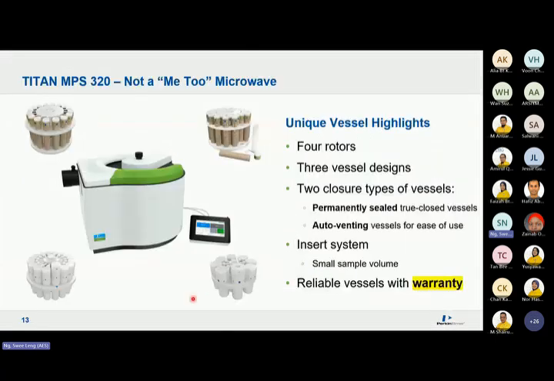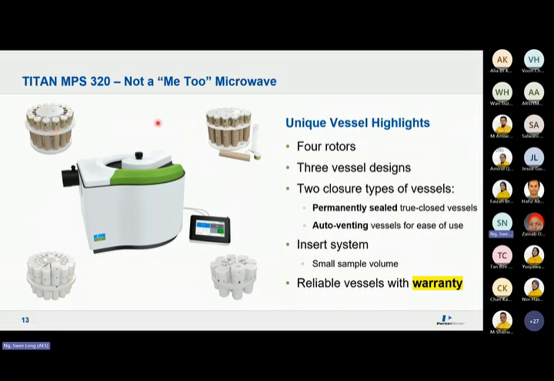Now, the microwave that we supply is called the Titan MPS, and the latest model is the 320. With the same type of oven, we have 4 types of rotor. In terms of vessel design, we have the closed vessel, at the bottom here, the white one, all Teflon. The closed vessel comes in 2 types: a high pressure type and a high productivity type.